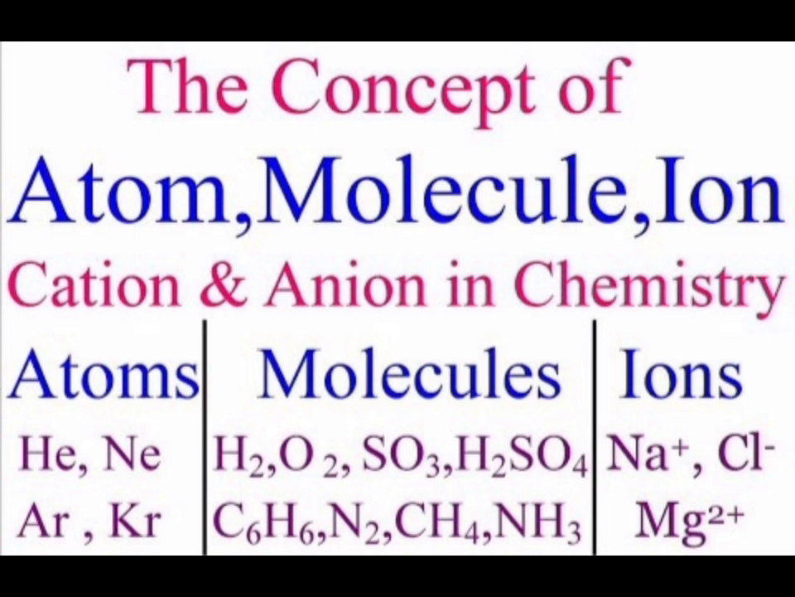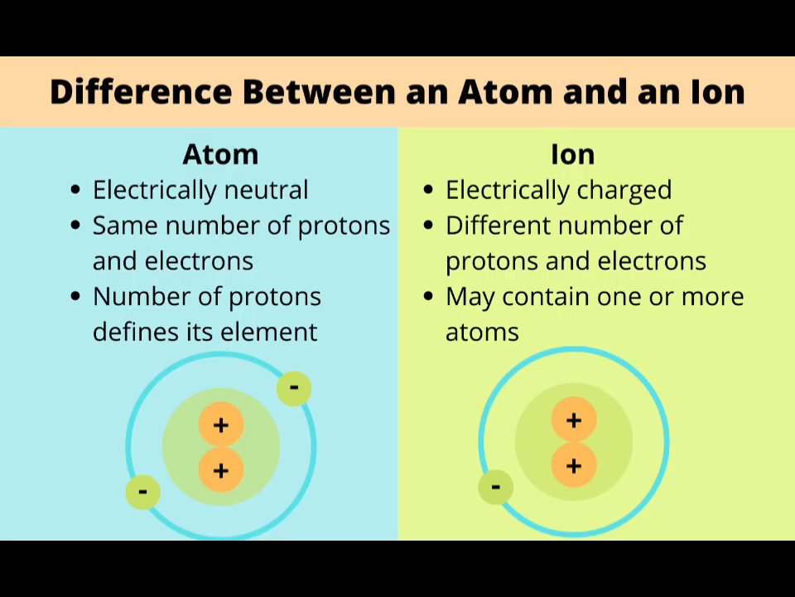Now there are 2 types of ions. We have the positively charged ion called a cation. Examples: Na plus, sodium ion, Ca2 plus, calcium ion, Fe2 plus, iron ion. And we have the negatively charged ions, which we call anions. Examples: Cl minus, chloride ion, NO3 minus, OH minus, hydroxide ion, and so on. Those are the classes of ions we have, the cation and the anion.